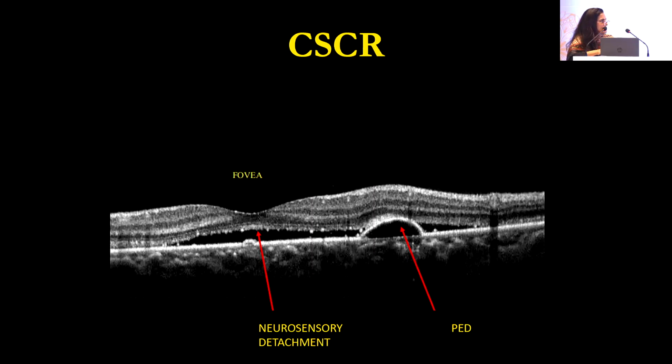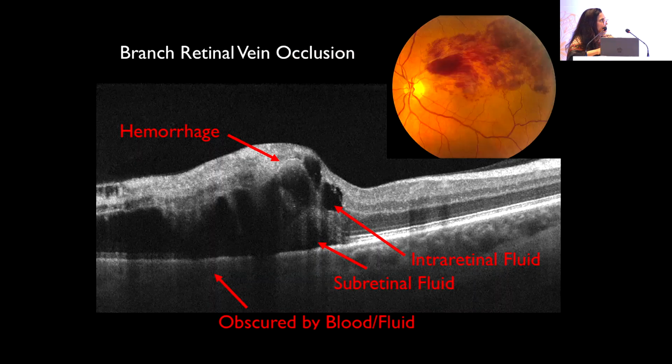This is a CSR, a very common condition that you'll often see. So again, pigment epithelial detachment, subretinal fluid. Branch retinal vein occlusion, there you see shadowing of all the layers here because there's hemorrhage here. So all the layers under this are obscured by the blood or the fluid. So this is shadowing. This is intraretinal fluid here, and there's some amount of subretinal fluid here. This side, like I said, an asymmetric edema.